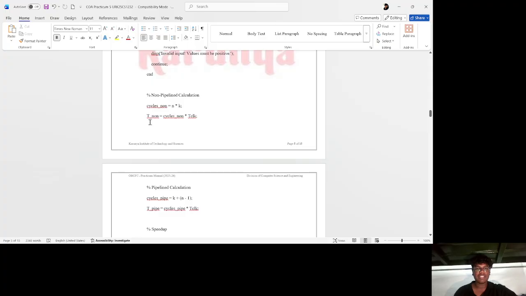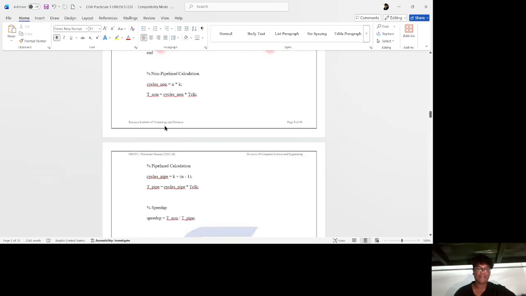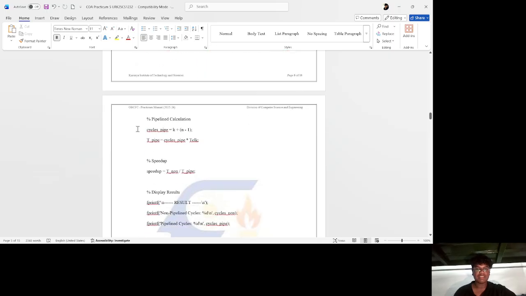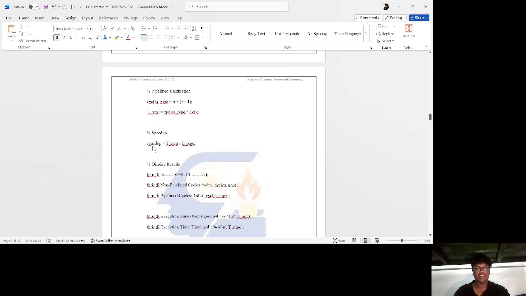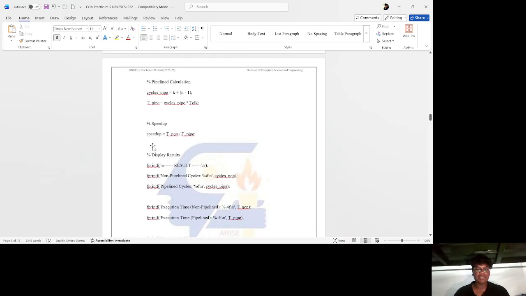That's nothing but t non equal to cycle non into t clock. The pipeline calculation is cycle pipe equal to k plus n minus 1. Then t pipe equal to cycle pipe into t clock. The speed up is speed up equal to t non divided by t pipe.